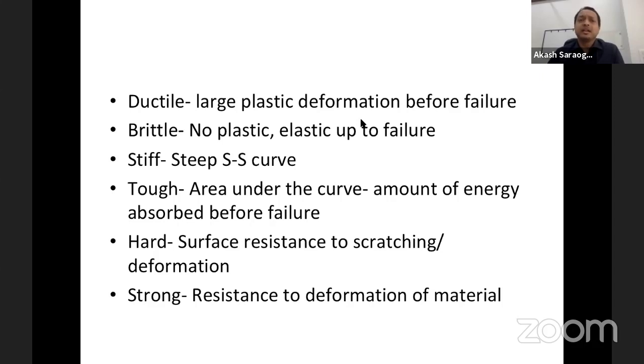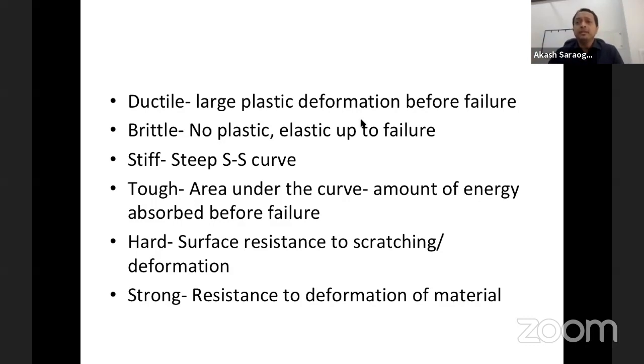So what does ductile mean? Ductile means that you can bring about a large amount of plastic deformation before failure, right? So for example, if this was a ductile material, it will continue to stretch before it completely fails, right? Remember, the deformation is plastic, not elastic, which means that it is going to continuously increase and it is never going to come back to its original shape.